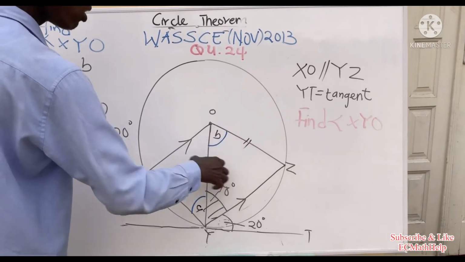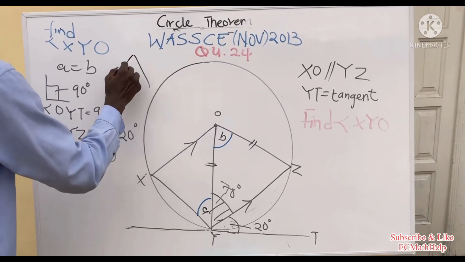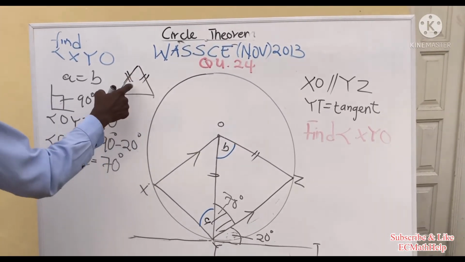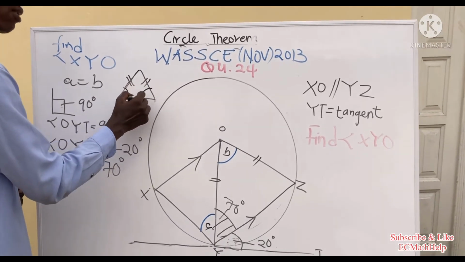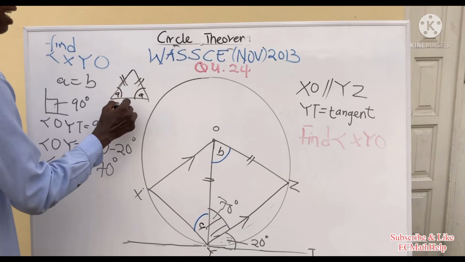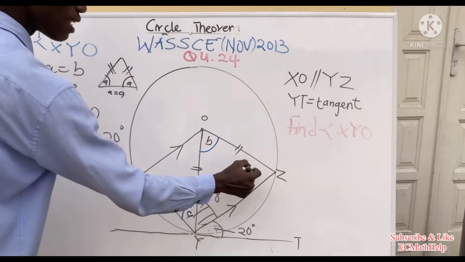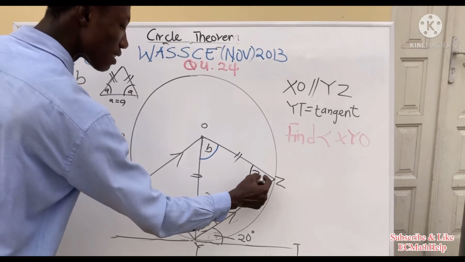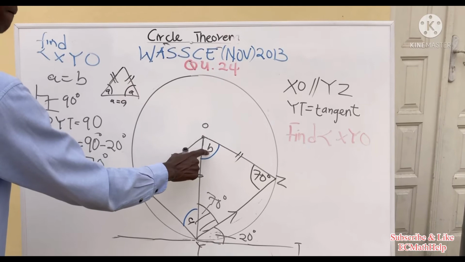If two lines in a circle are equal, like this and this, this is called an isosceles triangle. The angle here and the angle here are always equal. These angles are equal. Therefore, if here is 70, then here is also what? 70 degrees. Now we are left to find B.